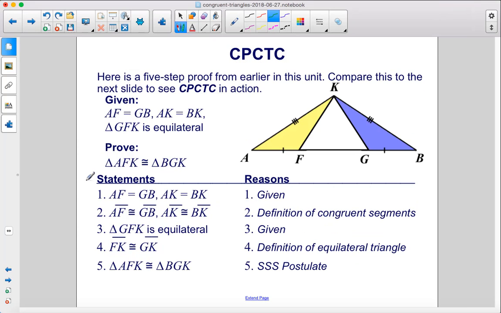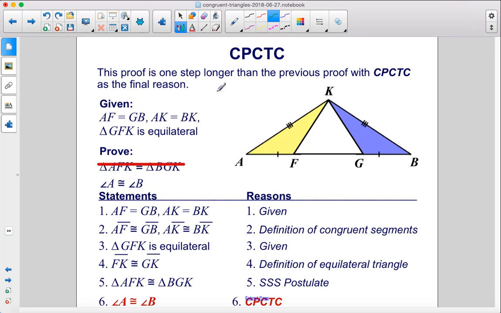Here's a five-step proof from earlier in this unit. Compare this to the next slide to see CPCTC in action. Given that AF equals GB and AK equals BK, and this triangle here is equilateral, prove that these triangles here are congruent to each other. So we start with our given information about the segments. Therefore, the segments are congruent to each other. We have the triangle GFK here is equilateral. Therefore, this side is congruent to this side because that's the definition of an equilateral triangle. Therefore, because of the side-side-side postulate, this triangle is congruent to this triangle.